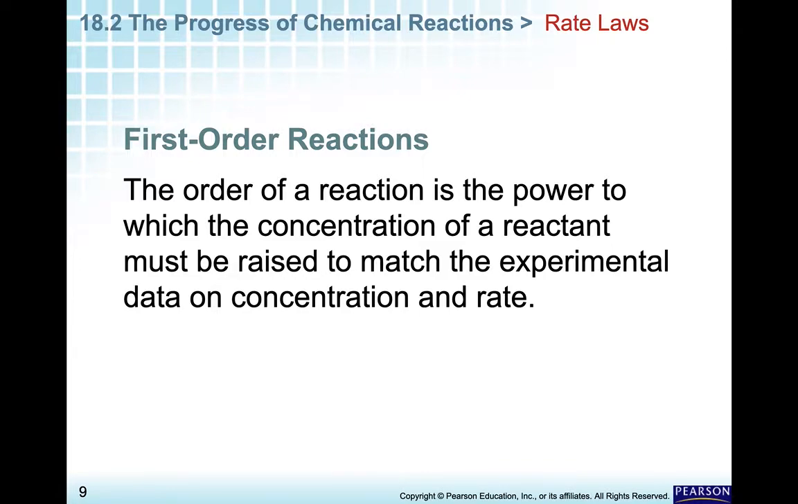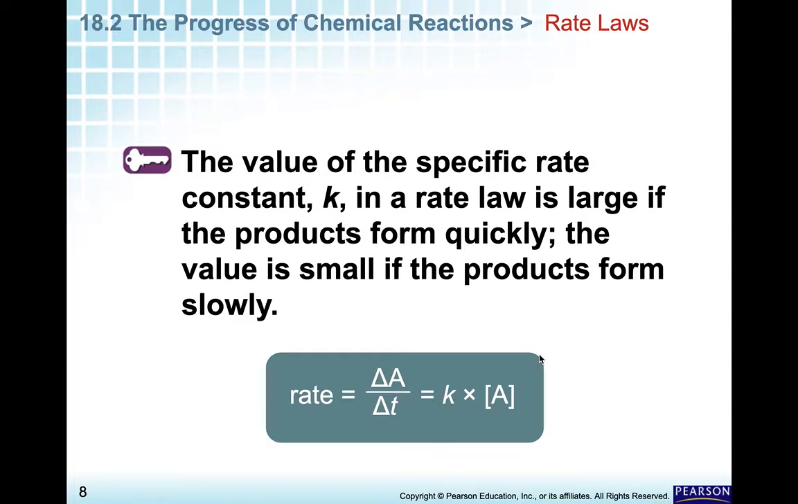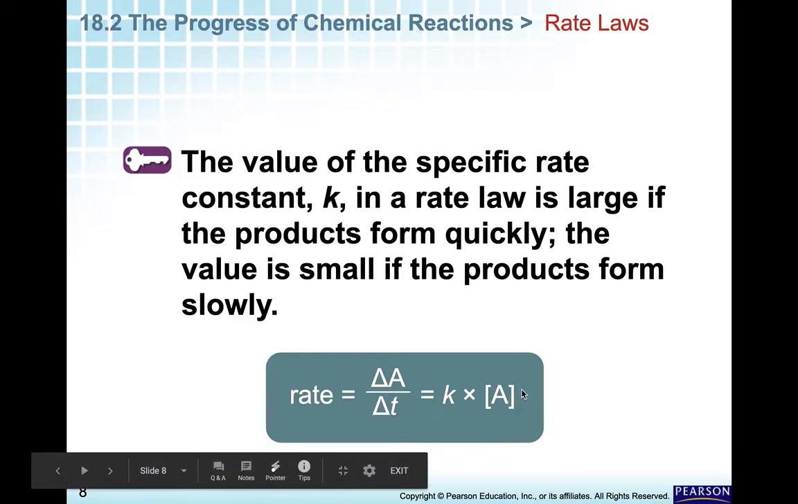We can also use our rate law to tell us the order of reactions. And the order of a reaction is just the power to which the concentration of a reactant must be raised to match the experimental data on concentration and rate. We're going to look at some examples here and this will make more sense. But essentially, I'm going to go back one slide. The rate of a reaction is the exponent on these reactants.